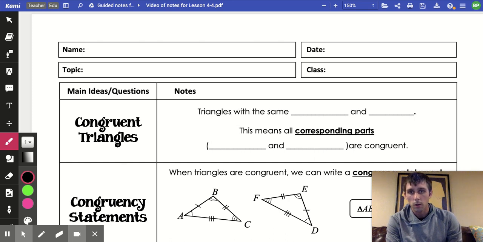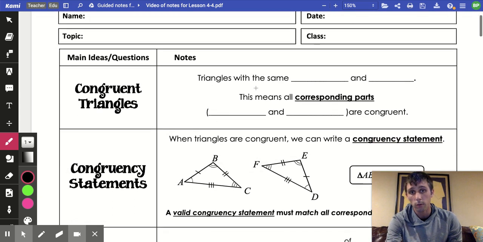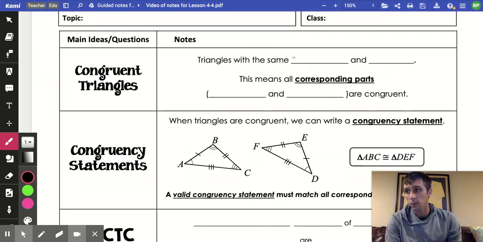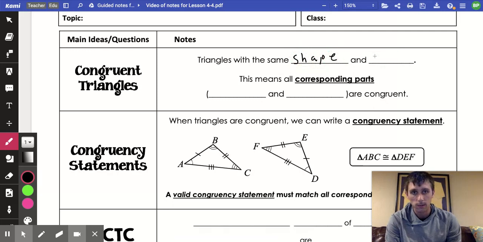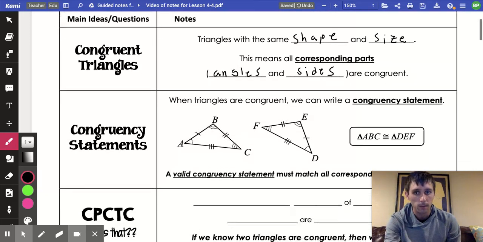All right, guys. So we're going to move on in our unit 4 of triangles. We're going to move to congruent triangles. Congruent triangles are triangles with the same shape and size. So this means all corresponding parts, which are angles and sides, are congruent. All right. So congruent means the same shape and size, right?